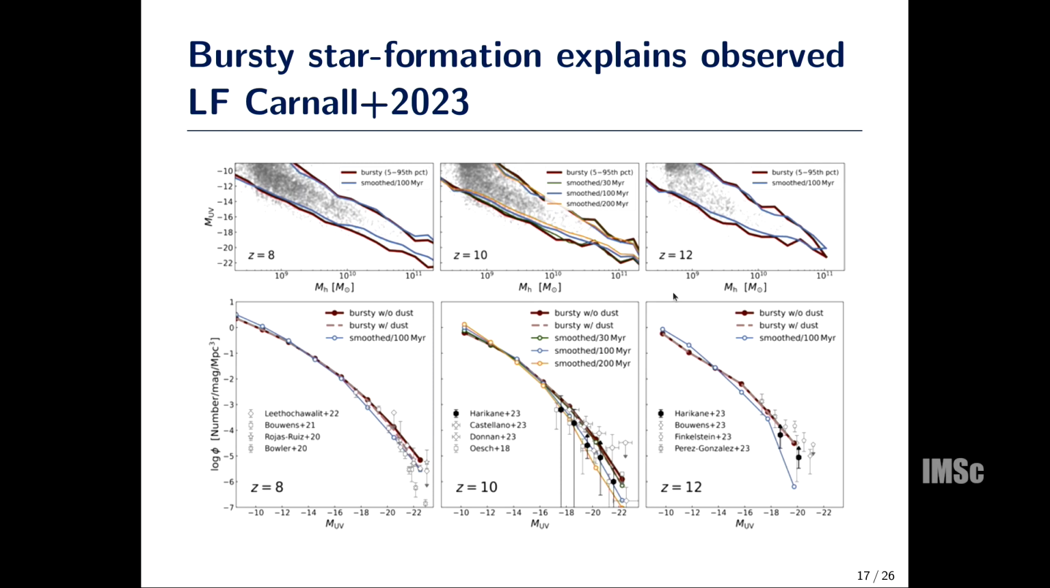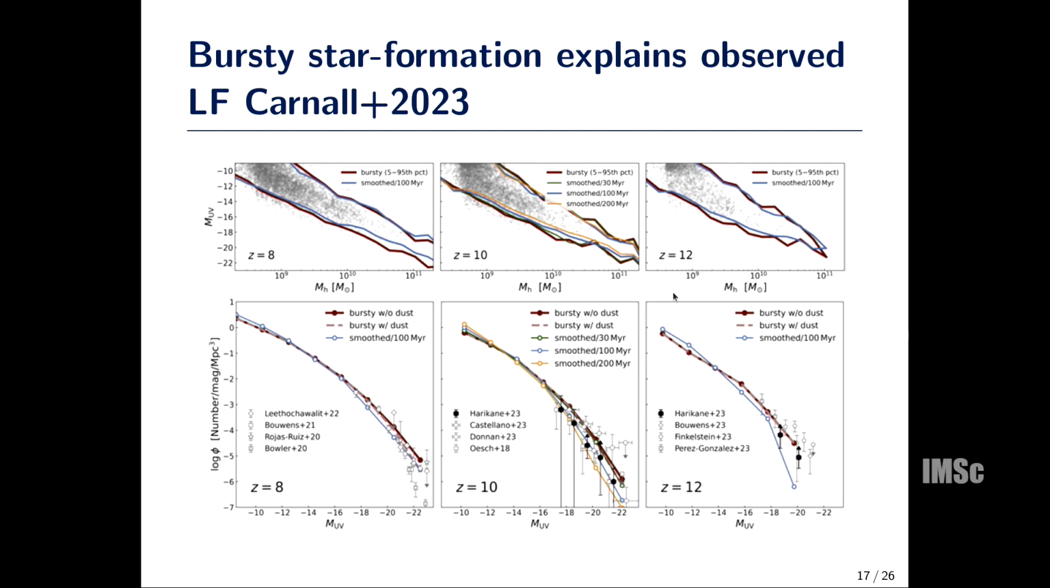So what is being increasingly invoked in order to explain the mismatch between the observed galaxy luminosity function and the prediction from models is what is called bursty star formation. And the idea here is that these galaxies are forming stars very efficiently, but only for a very short period of time. Then the star formation switches off. Then again it starts after a period of time.